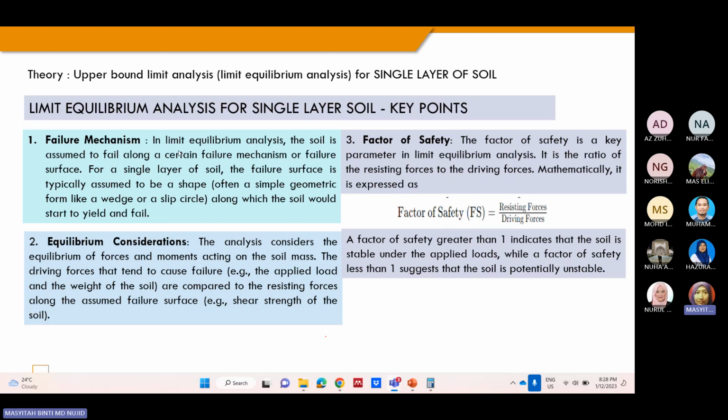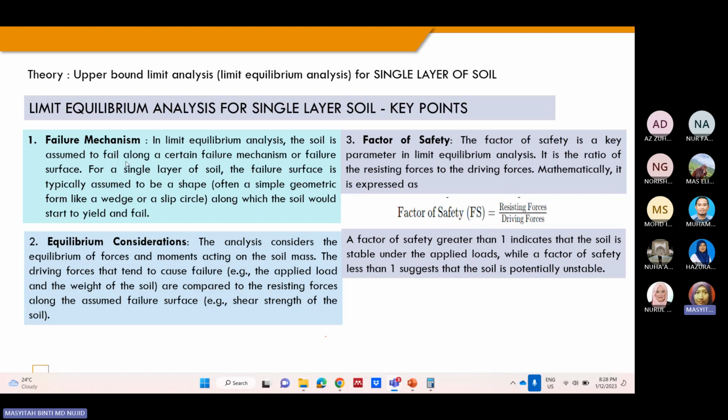So currently, kenapa limit equilibrium analysis dia tidak lagi menjadi satu method yang diguna pakai kebanyakan analysis untuk solve a problem, because the LEM dia ada beberapa limitation. Therefore, they go to the advanced method such as finite element method ataupun finite difference method or any other numerical method. For example here, for the failure mechanism, in the limit equilibrium analysis, the soil is assumed to fail along a certain failure mechanism or failure surface.